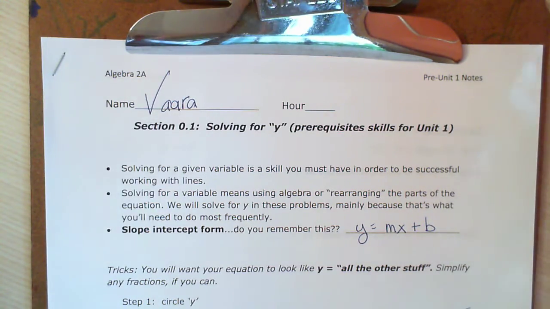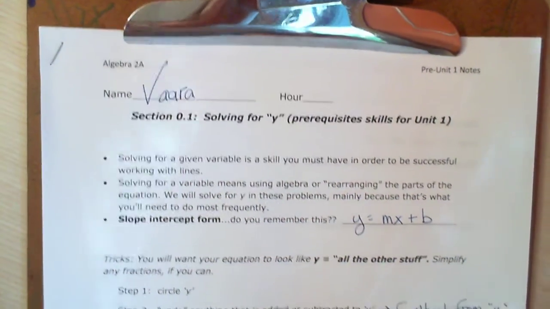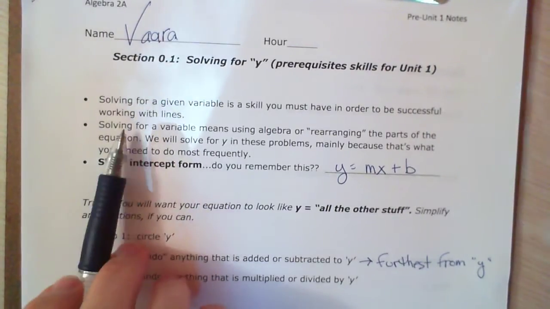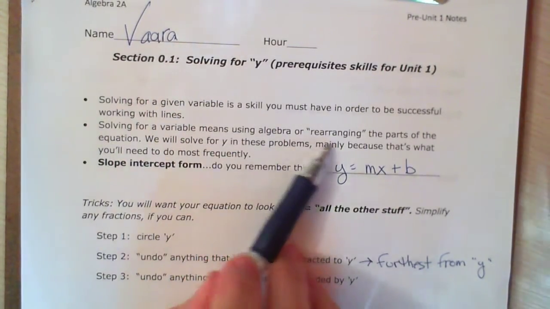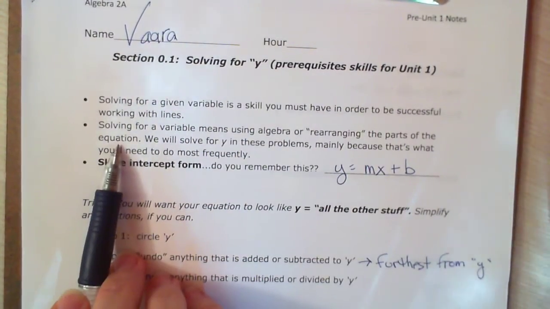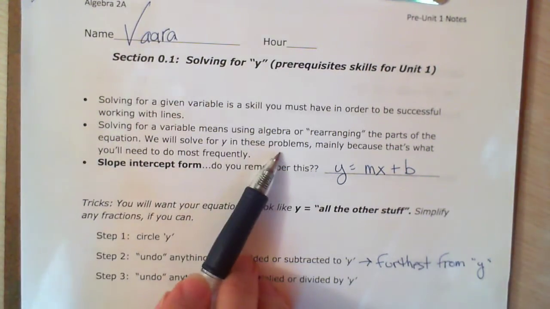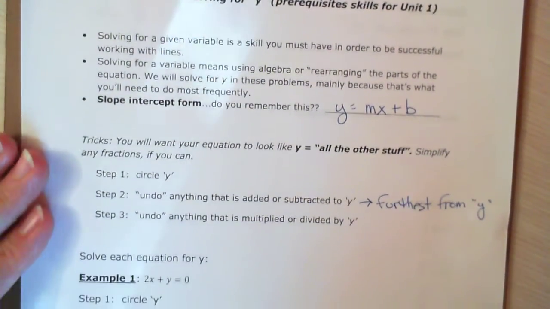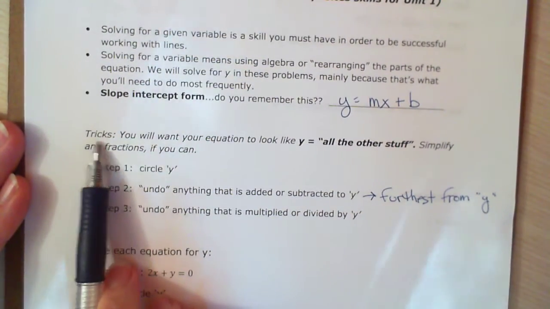So section, what I called 0.1, is solving for y. So solving for a given variable, you need to know how to do. And what it means is that we're using algebra or rearranging the parts of an equation. We will solve for y in all of these problems because that's mainly what you'll do as we're leading up to graphing. So here's my tricks.